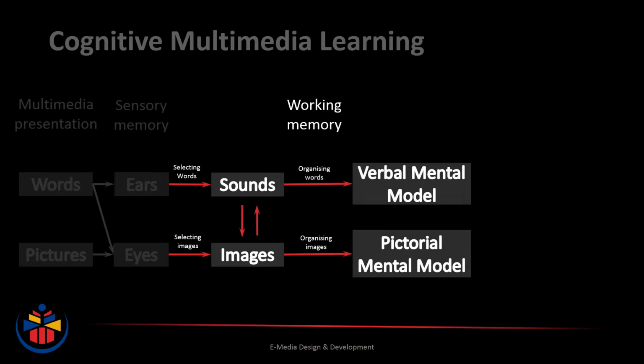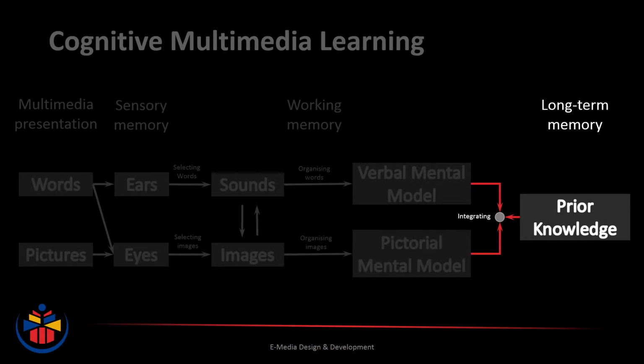And then in the brain, the working memory, which is very limited, needs to select sounds and select the images that it wants to work with and try and remember and try and recall. So you end up with the brain organizing the words and the images into a verbal mental model and a pictorial mental model. And then that gets linked with prior knowledge in the brain, and that integration is where it gets stored into long-term memory.